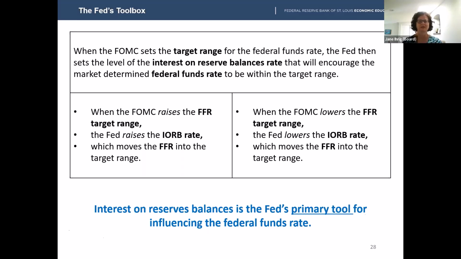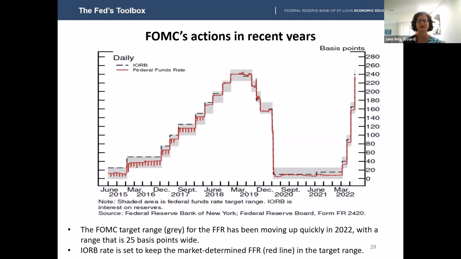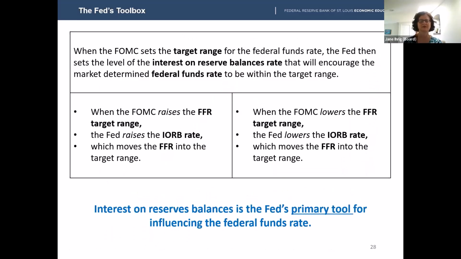So the FOMC will meet. Whoops, can we go back a slide, please? The FOMC will meet. So on the bottom left panel, it says the FOMC, if it's tightening policy, is going to raise the target range. When the FOMC raises that target range, it's most likely going to raise the level of the interest on reserve balance rate. And that action then will cause the Fed funds rate, which is in the market, to move up into the target range. So the next slide actually shows how that's been working over the past decade or so.